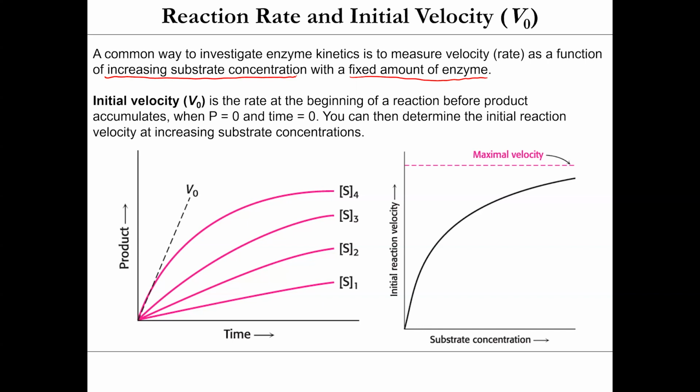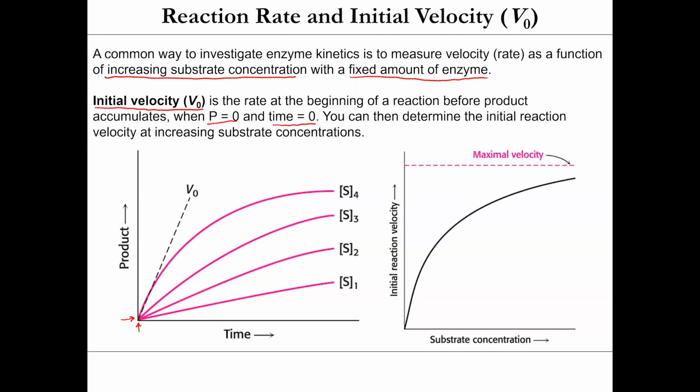Another important feature is to look at the initial velocity of a reaction. So that's the rate of the enzyme conversion of substrate to product at the beginning of a reaction before product accumulates. So you can take that variable out of the equation. So when the product equals 0 and the time equals basically 0, you can determine the initial reaction velocity at increasing substrate concentrations.